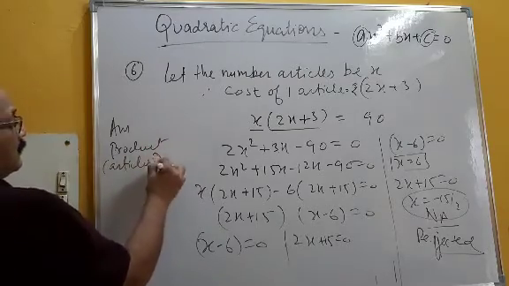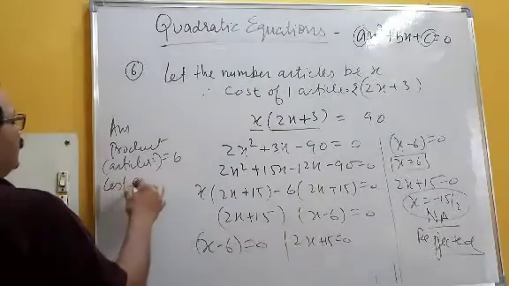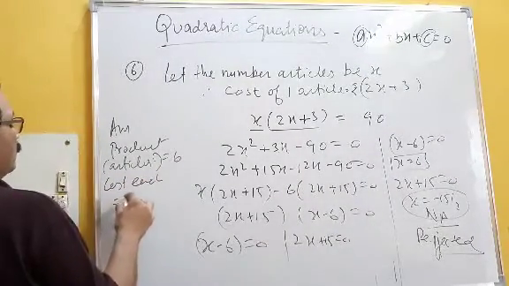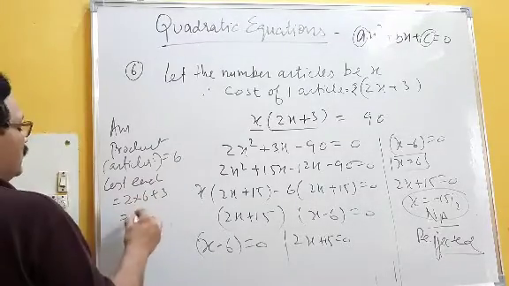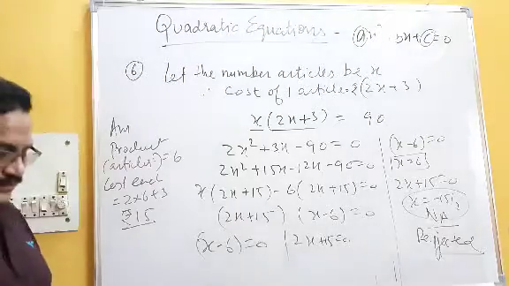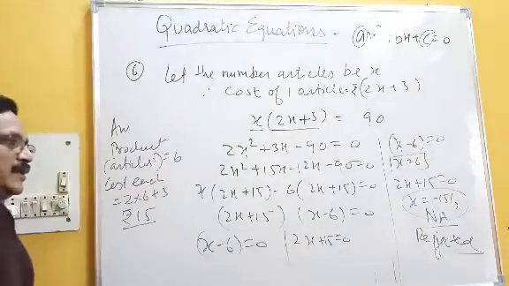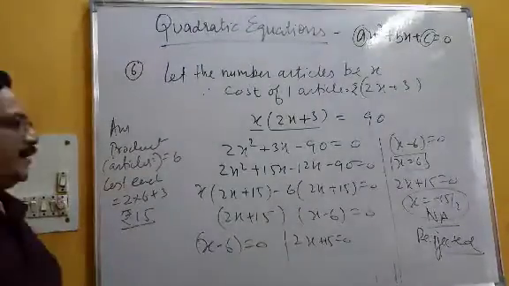They are coming to a total of 6, and the cost of each will come to 2 into 6 plus 3, that is rupees 15. I told you, no need to see the answer from the book. If you have done it correctly, 6 into 15 is 90, so our answer is correct. Okay, you can write.